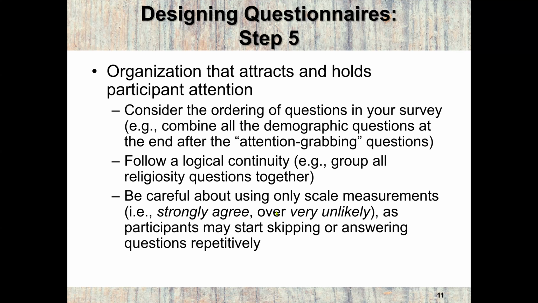Now, we should be careful about using only scale measurements. For example, this would be something like ordinal data, in order: strongly agree, agree, or very likely, likely, unlikely, very unlikely. We should try to be careful of how we use it, as participants may start skipping or answering questions repeatedly.